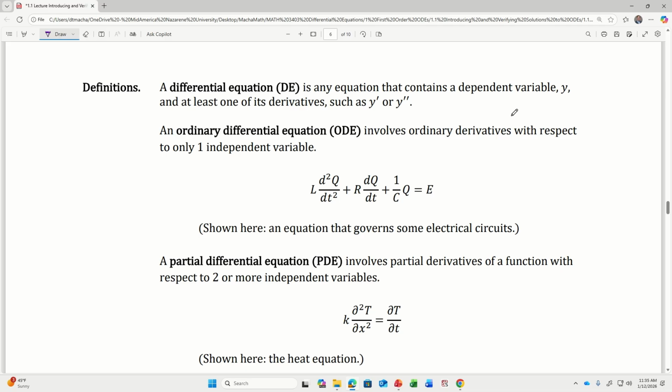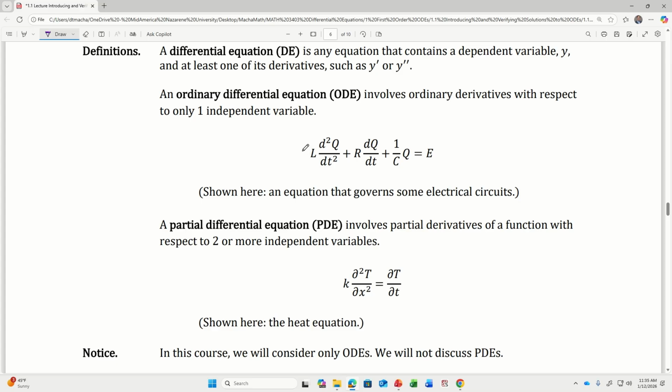Just as an example, here's a real equation that governs an electrical circuit where R is resistance and Q is charge on a capacitor, E is potential, C is capacitance, L is like inductance in an inductor. Anyways, there's certain circuits that obey that circuitry law. But it's an ordinary differential equation because it tells you what's going to happen to the charge on the capacitor over time.